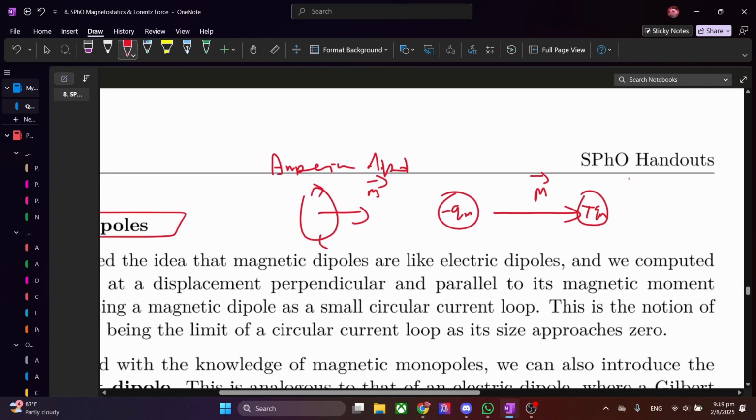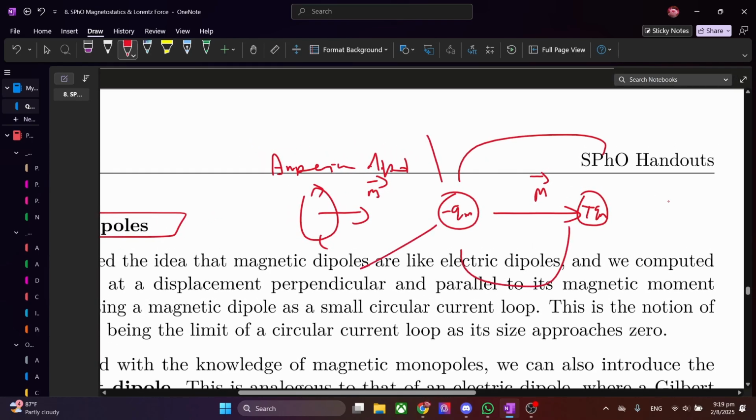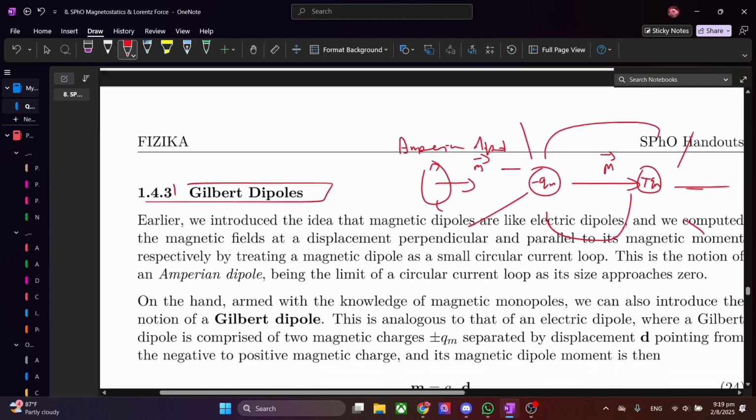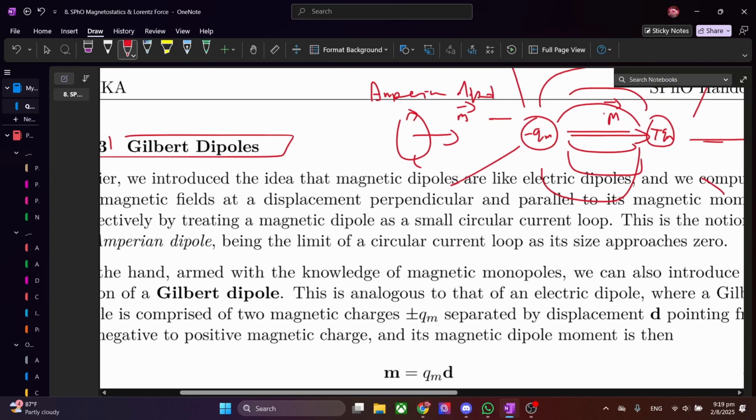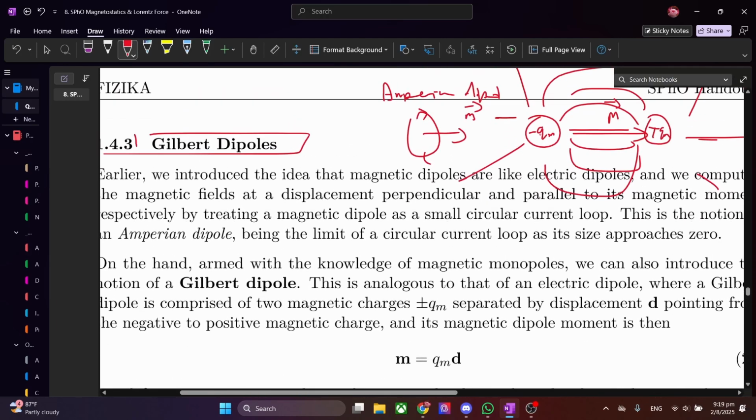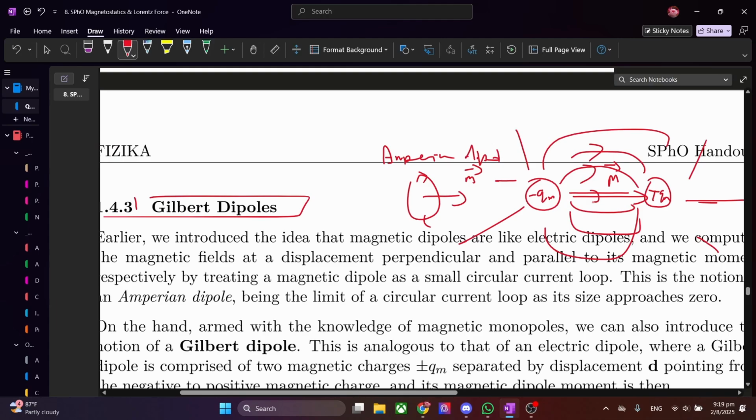But you can model a dipole like this, and it turns out that the field outside will basically be the same as that of an Amperian dipole. The only disadvantage is that the field inside this Gilbert dipole is not actually reflective of that in actual magnets.